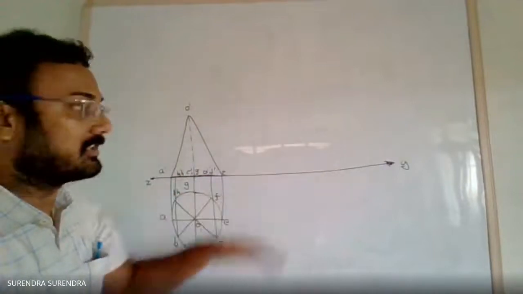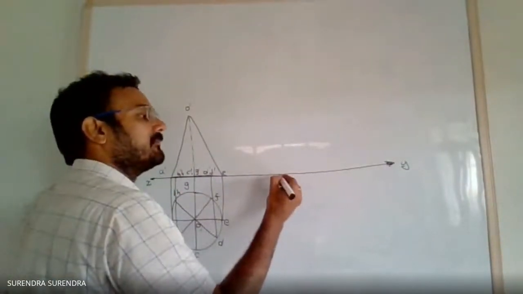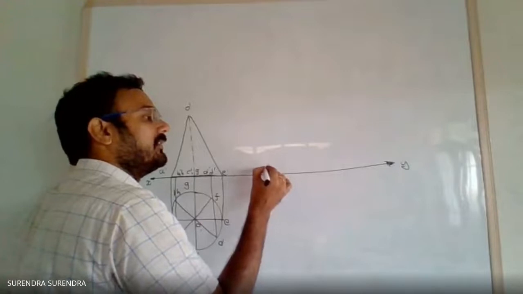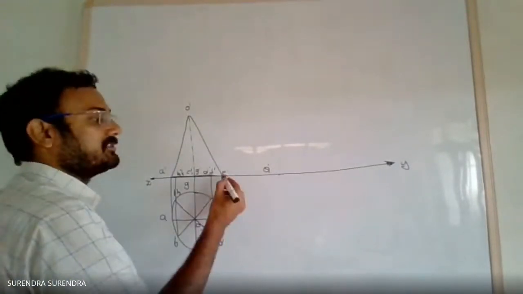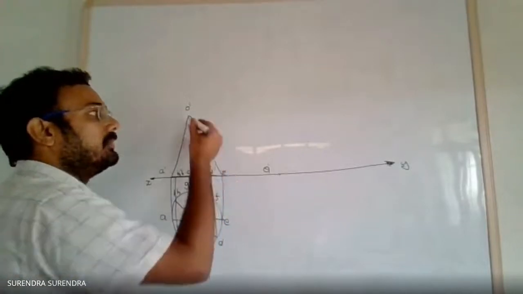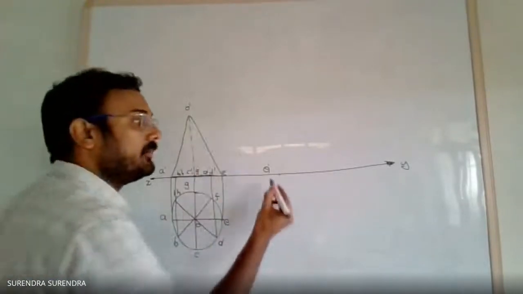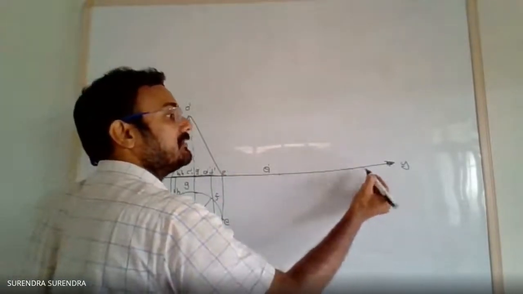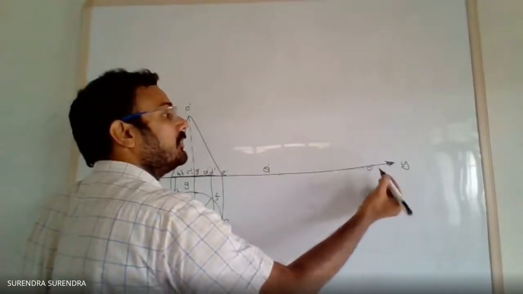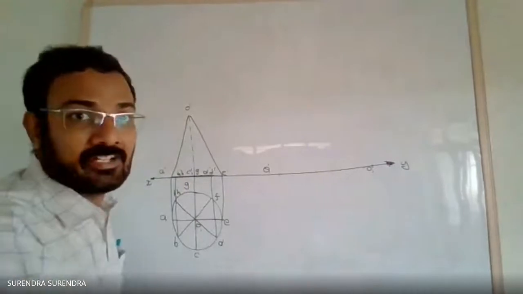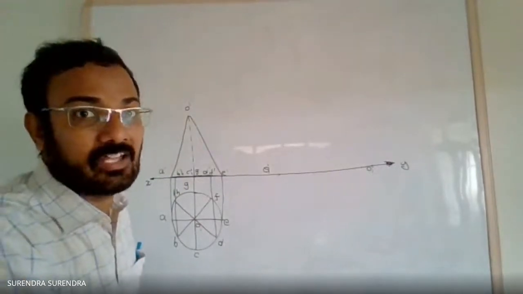So I am rotating in this direction. First mark point E1 dash. Measure the distance from E to O. With E as center, drop the radius, we get the point O1 dash. E1 dash and O1 dash.